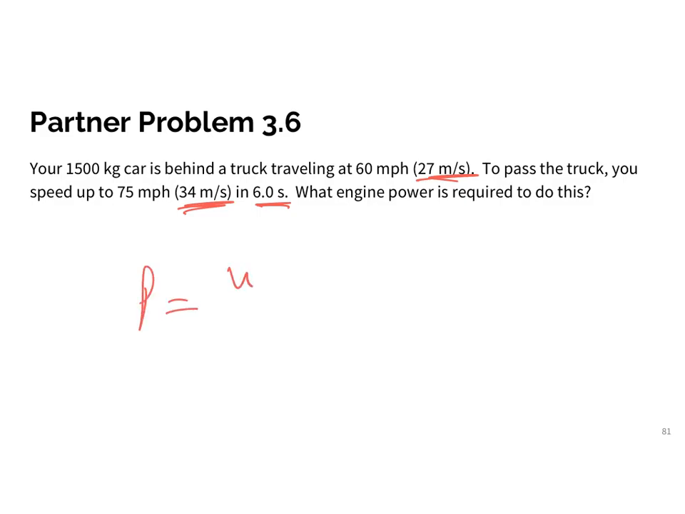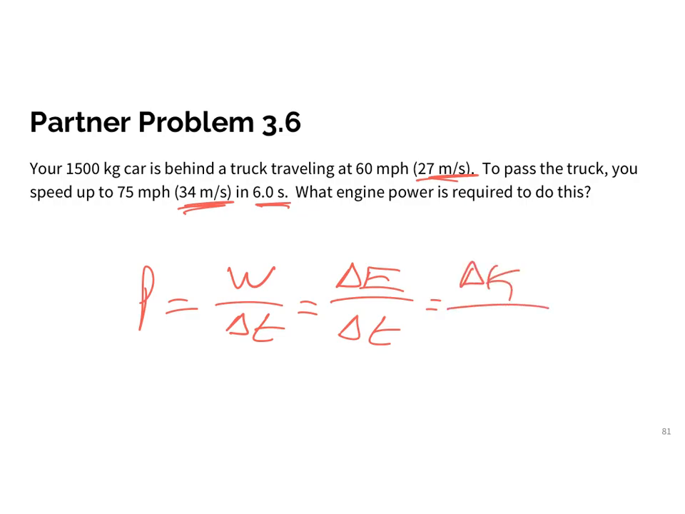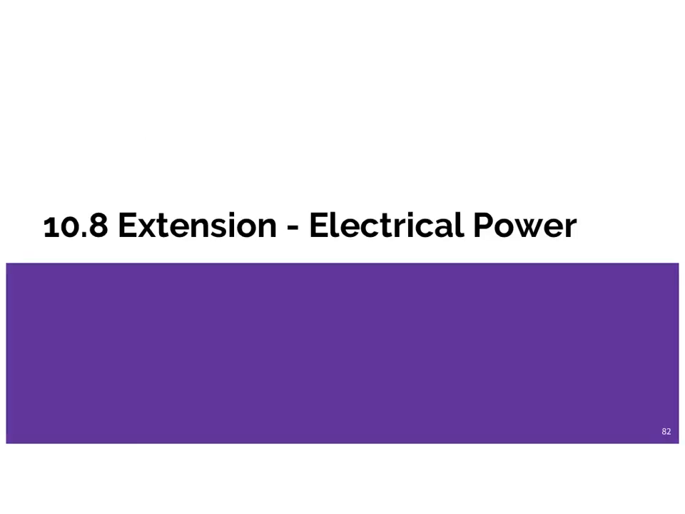Power, of course, is your work over your time. And where do I go from this? Well, your engine is giving power because it's changing the energy of the car. And what type of energy is it changing? It's changing kinetic energy in some given amount of time, which is going to be the final minus the initial over the delta time. And that's how we can figure out exactly how much power your car is exerting.